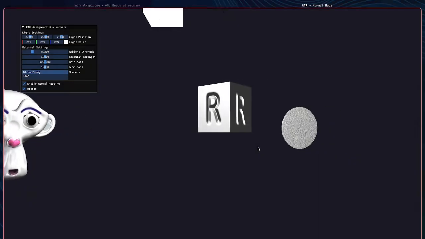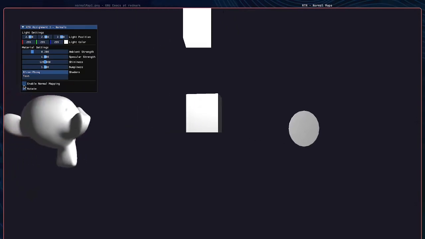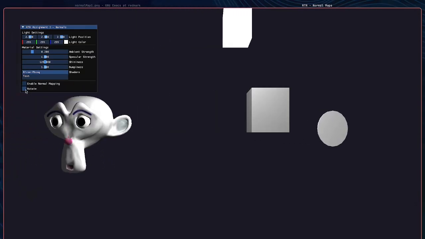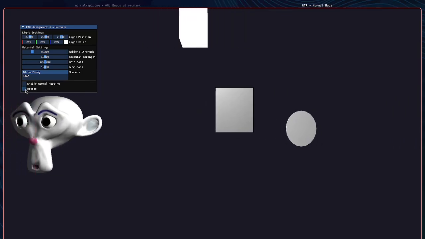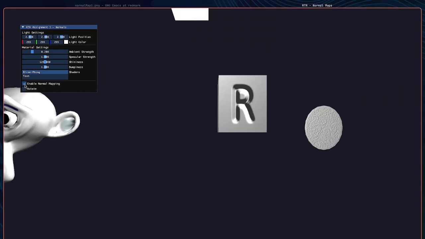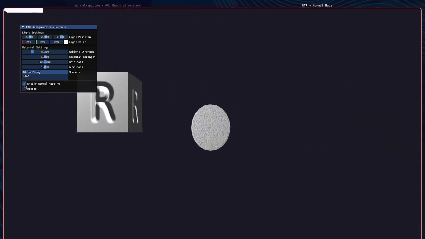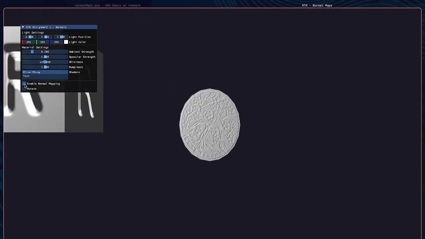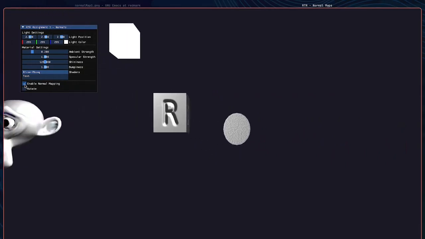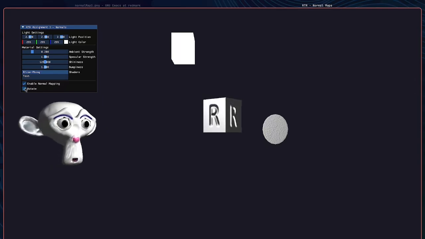With normal mapping disabled, you can see flat surfaces with no details. The lighting is uniform because it only uses vertex normals. With normal mapping enabled, surface details appear. Grooves, bumps, scratches. The geometry hasn't changed at all. We simply use per pixel normals from the texture instead of interpolated vertex normals.